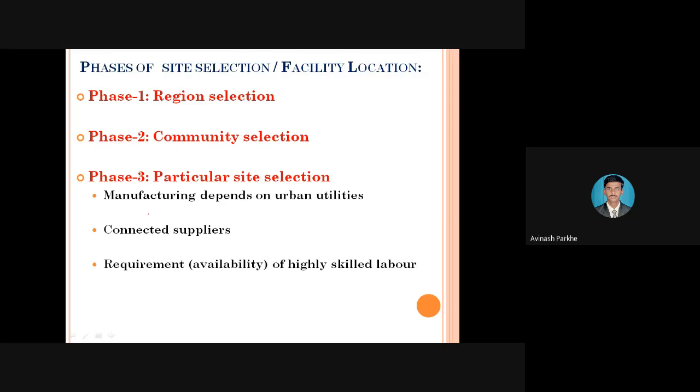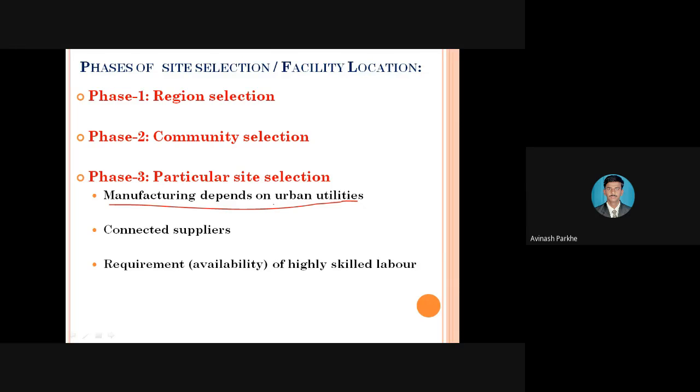If we are starting our plant in the rural areas, we observe so many difficulties. Here I have written one factor: manufacturing depends upon the urban utilities. Because whatever raw material we convert into finished goods, the maximum utilization of that output takes place in the urban areas, because in the urban areas there is maximum requirement from the customer side.